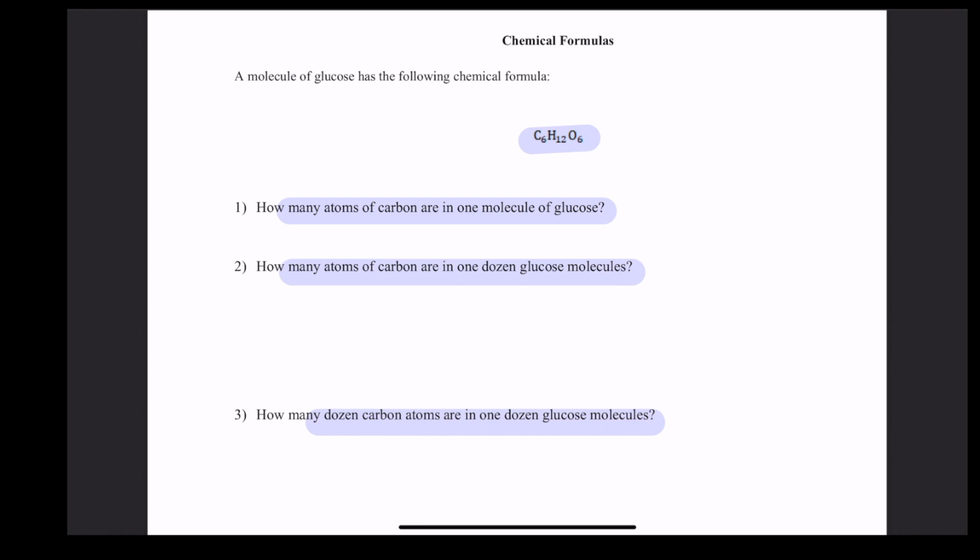So this is one molecule of glucose. In this one molecule, how many carbons do we have? We have 6 carbons. And how many hydrogen do we have? We have 12. And how many oxygen do we have? 6. So question number 1 asks how many carbons there are in one molecule of glucose.